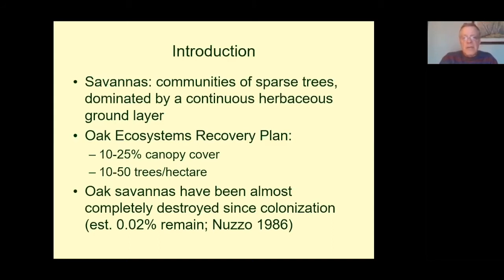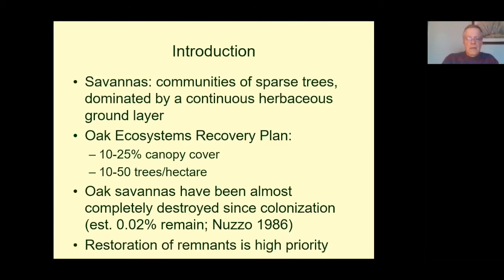NUZO estimated that a mere 0.02% of the original 11 to 13 million hectares of Midwestern oak savanna remains as relatively high quality savanna. Most of our remaining oak savannas are severely degraded, and many have succeeded to closed forest. Given the historic extent of these ecosystems in the Chicago region and the vast destruction of these communities since colonization, restoration of oak savanna remnants, particularly those on fine textured soils, has been identified as a high priority for biodiversity conservation in the region.